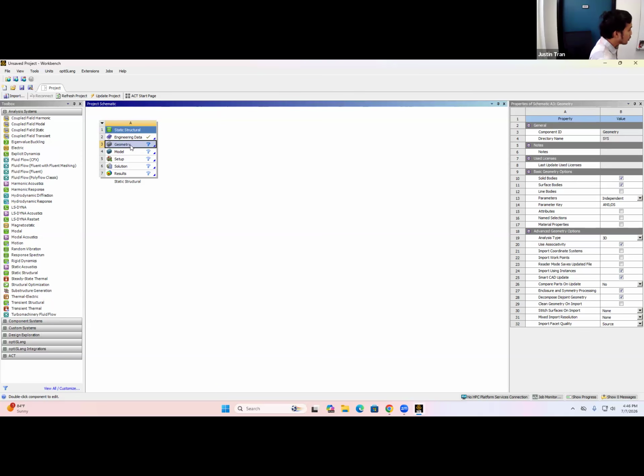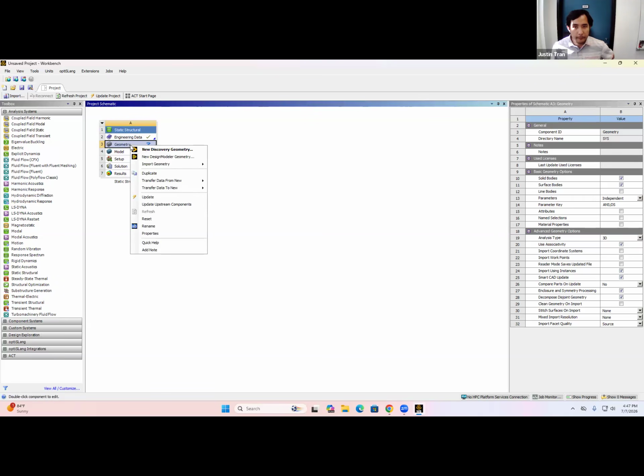You do have to convert the file, so you can't just import a SolidWorks part raw like that within ANSYS. You do have to convert it to a file format that ANSYS can read. But generally you want to be importing your geometries. To import a geometry, you're going to right-click on geometry from the workspace here. You're going to go to import geometry, and then click on browse. That's going to allow you to browse your file system and import a specific geometry file.